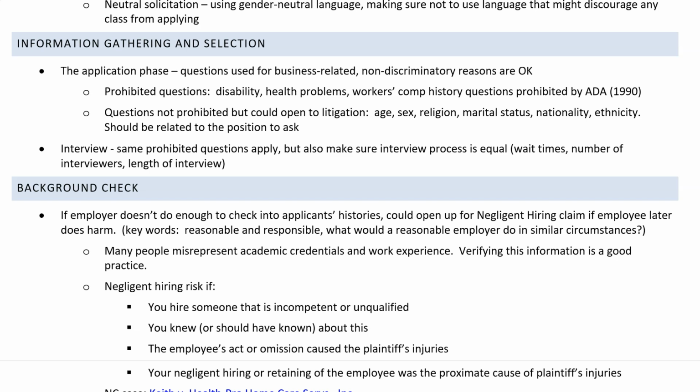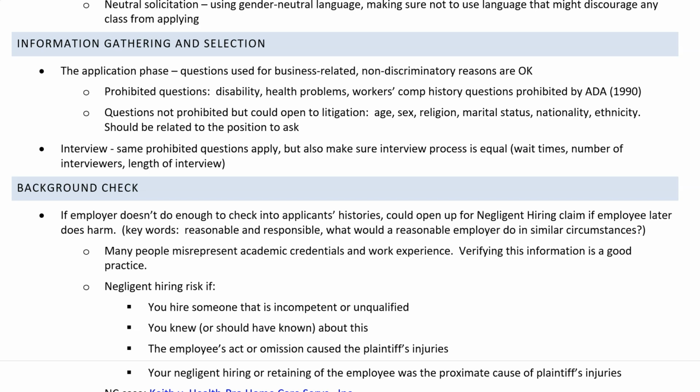Okay, so we talked a little bit about the recruiting. Now we're going to actually have people coming in and applying for jobs. So this is the information gathering and selection phase here, where we're going to have applicants, and now we're going to have to gather some information and make selections. We're probably not going to just hire everybody who applies. Probably. It depends on the state of the economy.